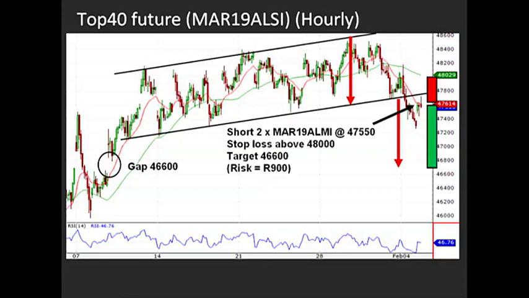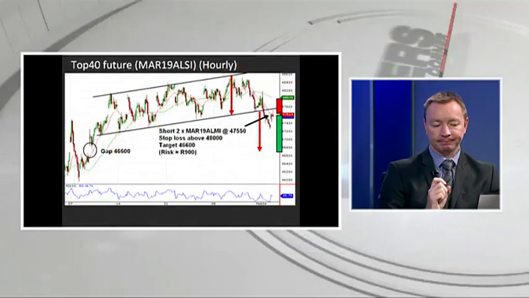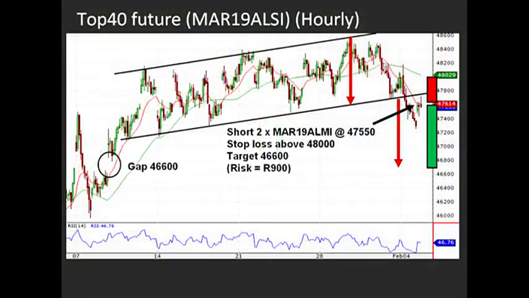So on the basis of that, I've actually entered a trade here on the ALMI future. Now, the ALMI is a mini future. Every point on this future represents R1 per point. So we've gone short at 47,550 on 2 ALMI futures. What it means is each contract represents 47,000 rands worth of exposure. Because we've done 2 of those, we're talking about 95,000 rands worth of market exposure.